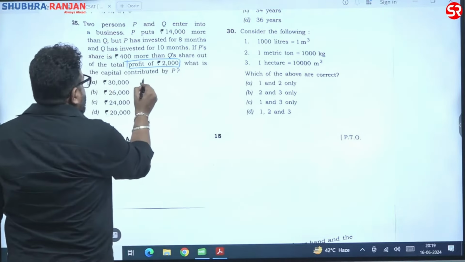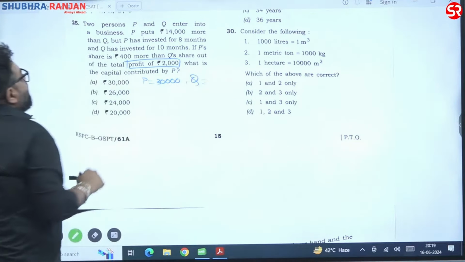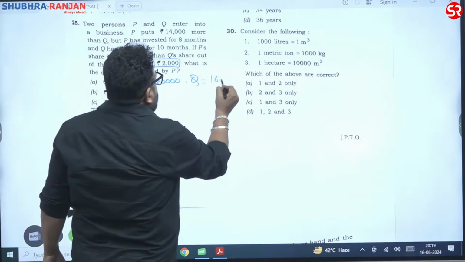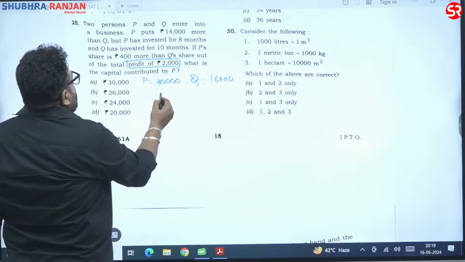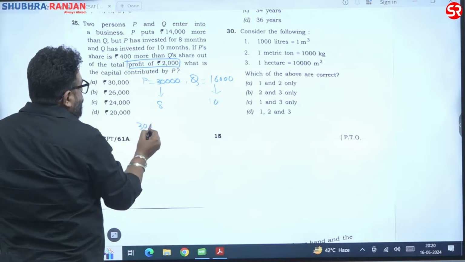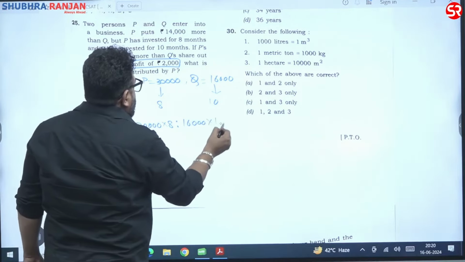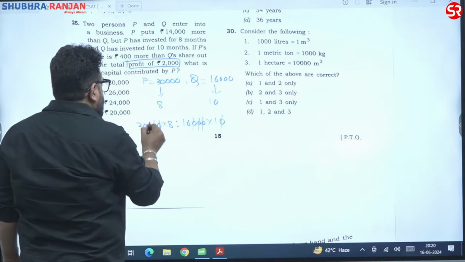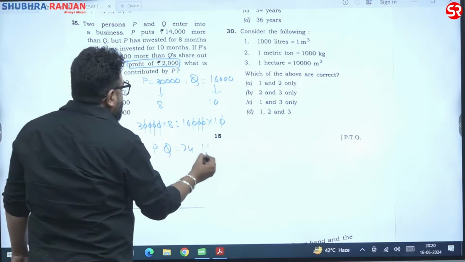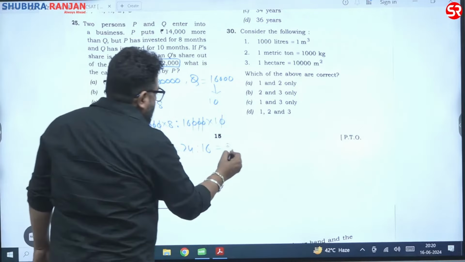So I go by options. If I say P is equal to 30,000, then Q. He says P puts 14,000 more than Q, so Q would be 16,000. P has worked for 8 months. This guy has worked for 10 months. So the profit sharing ratio would be 30,000 into 8 is to 16,000 into 10. Cancel, cancel. So the profit ratio of P is to Q would be 24 is to 16, which comes out to be 3 is to 2.